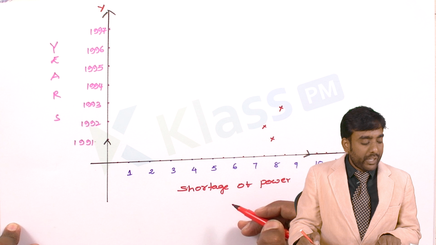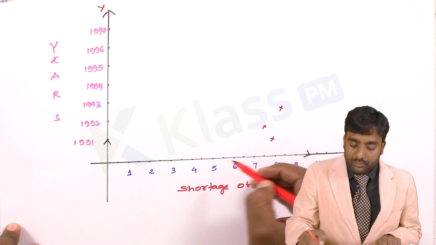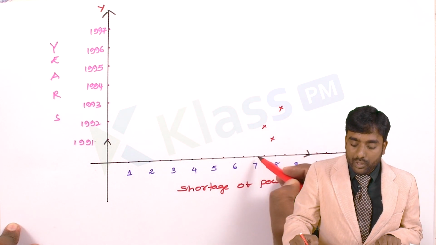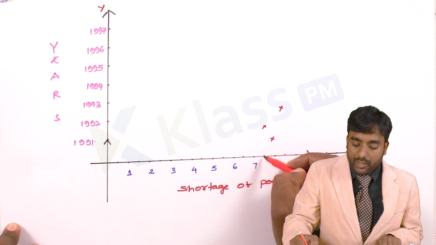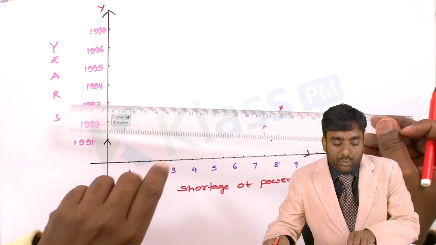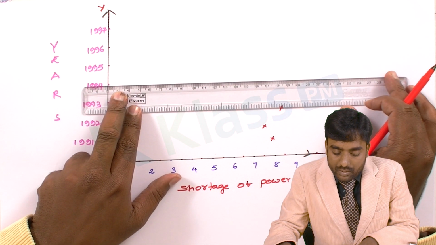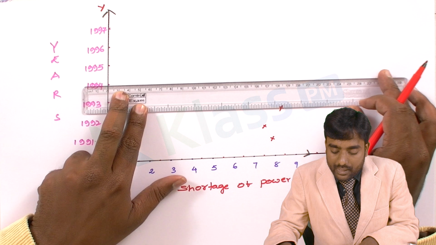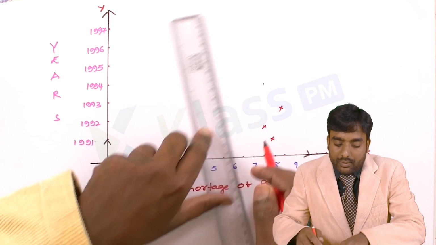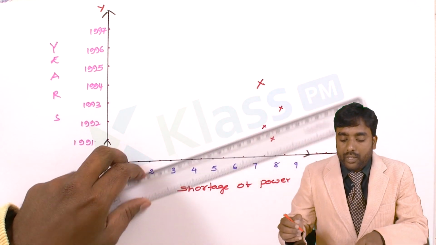Next, in 1994 the power shortage is 7.4. 1994 will come here, and you can take 7.4 below this midpoint. If you want to be accurate, you can also use a scale for this purpose. 1994 will come in this range and 7.4 is in this range. Mark here 1994, 7.4.